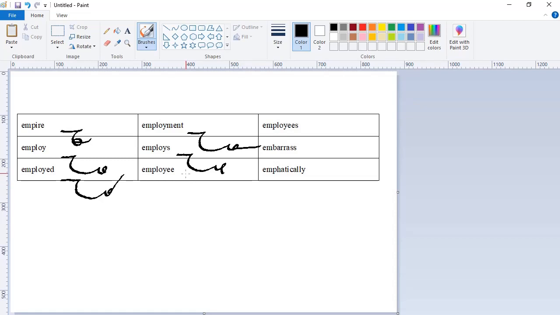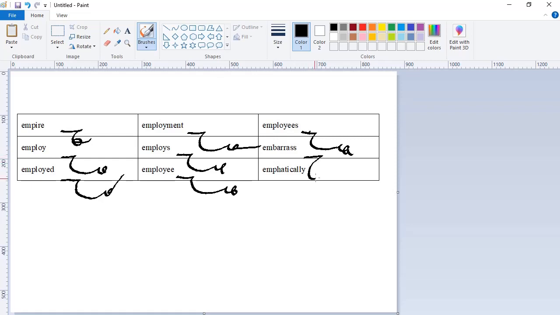Next, employee. So we have employ, M-P-L-O-E, and then yung ating another E. So employee. Next, employees. We have M, and then yung ating P-L-O-E-E-S. Employees. Ay, pero sa kabila pala. Okay. So we have employ. Employees. Next, embarrass. Embarrass.